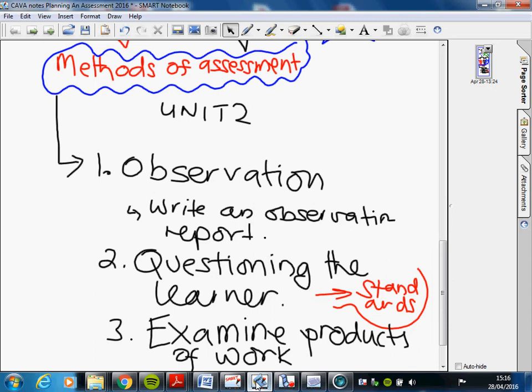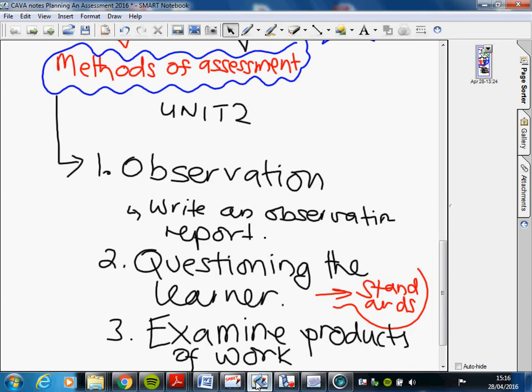But how do we then examine a product of work where a service is being provided? This is where we become a bit more creative to be able to judge or to use that method. Based on the standards, you know how a service is supposed to look like as it's being delivered. So you can observe and make comments on that service as it's being delivered. Is it being delivered according to the required standards? Are the underlying factors being met?